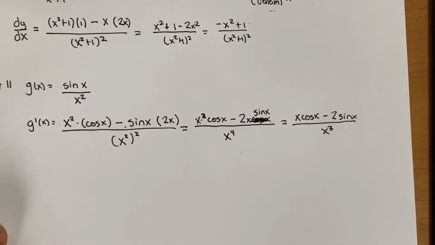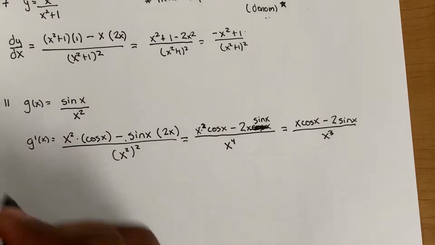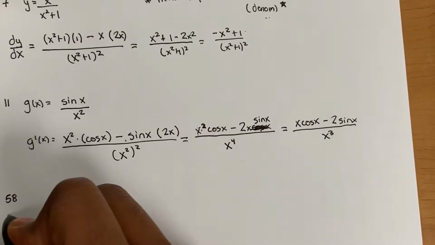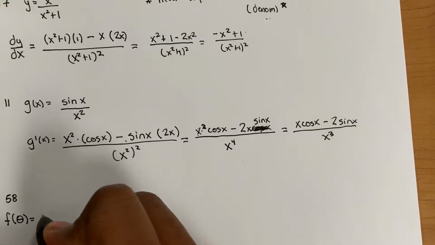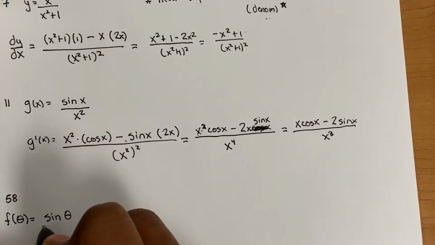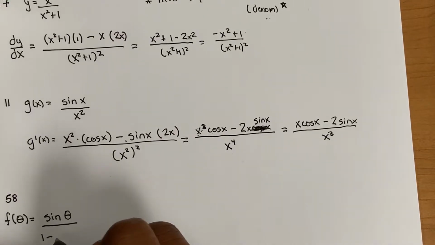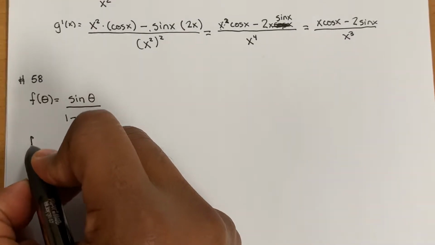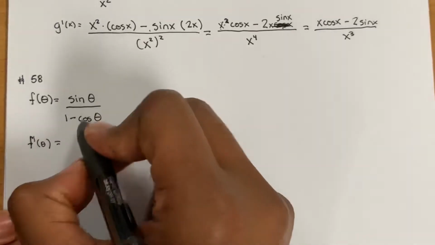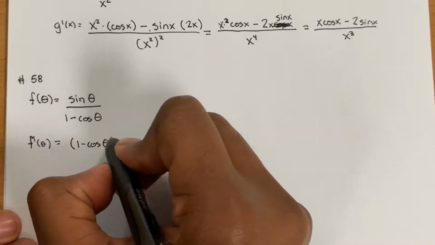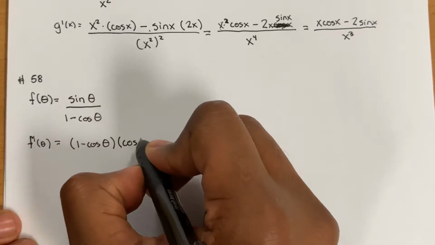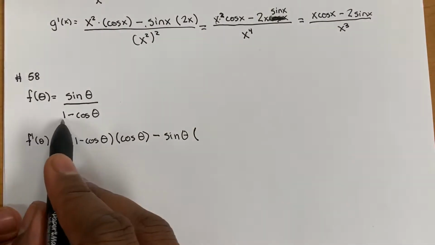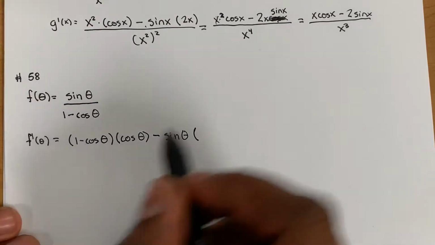So the next example we're going to work is number 58. Number 58 has us doing, we're going to use different letters. So f of theta equals sine theta over 1 minus cosine theta. And we are still finding the derivative, and we're going to have 1 minus cosine theta times the derivative of the top, which is cosine theta, minus the top function, which is sine theta, times the derivative of the bottom, which is 0 plus sine theta.